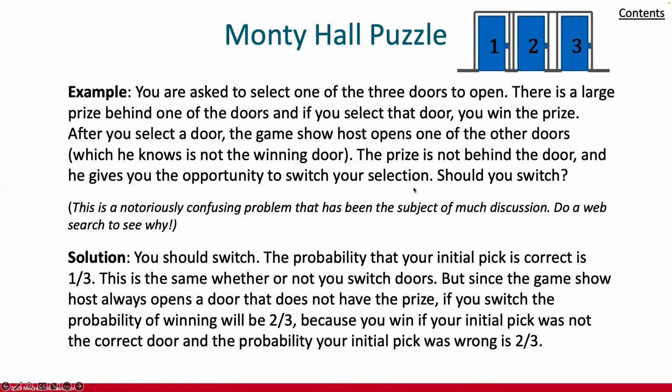A problem, even going through this, it can be a little bit confusing. They even note that here, Monty Hall's puzzle. If you are asked to select a door out of 3 doors to open, there is a large prize behind one of the doors, and if you select a door, you win the prize. After you select a door, the game show host opens one of the other doors. The prize is not behind that door, and he gives you the opportunity to switch your selection. Should you switch?